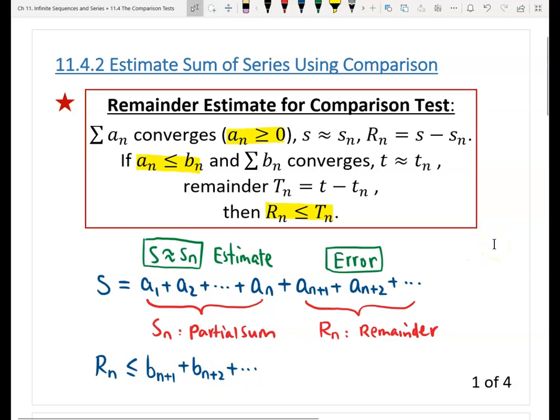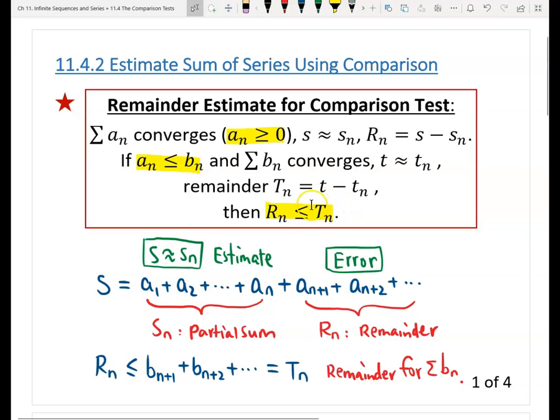Let me write it down. The remainder of the B series is what we describe as Tn. Let me highlight this, and this is the remainder for the B series, which means this. So this is just the result, right? The remainder of A is controlled by the remainder of B. Of course, that's true.